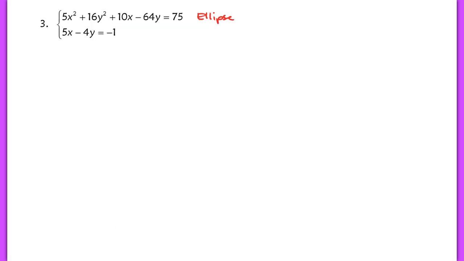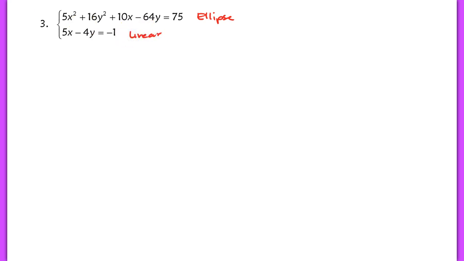Alright, in our next example, we're looking at the equation of an ellipse in the top line. We have positive coefficients in front of an x squared and a y squared term, and they are also different from one another, so that means it can't be a circle. Now in the bottom line, neither of these two terms is quadratic, so we're looking at the equation of a line. This is a linear equation below.